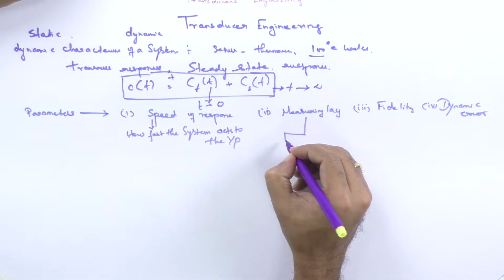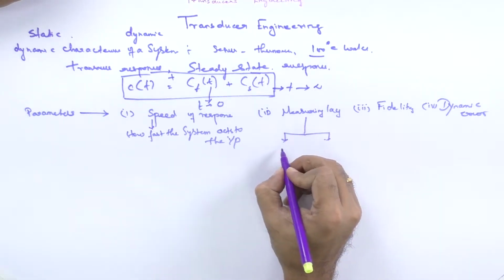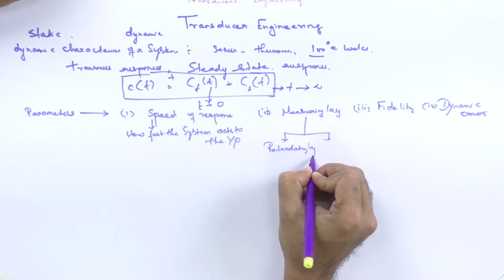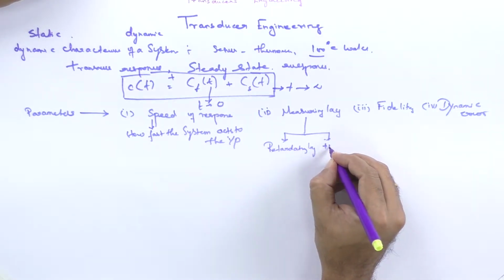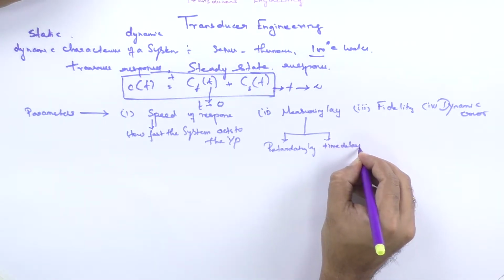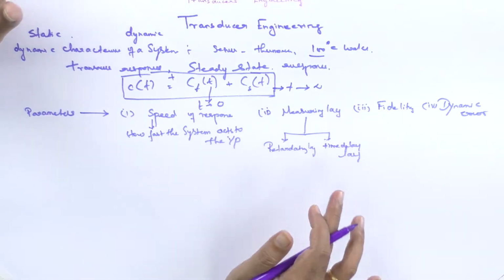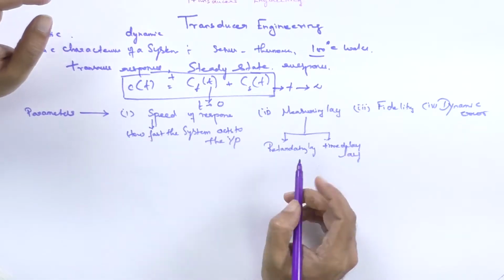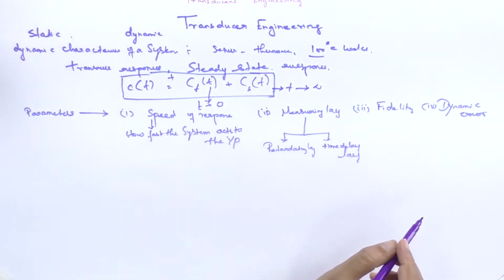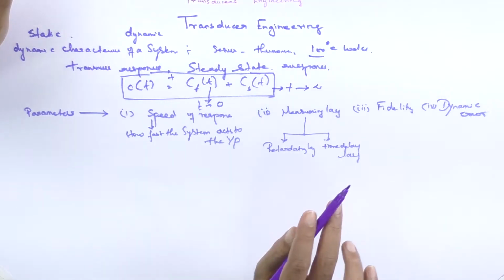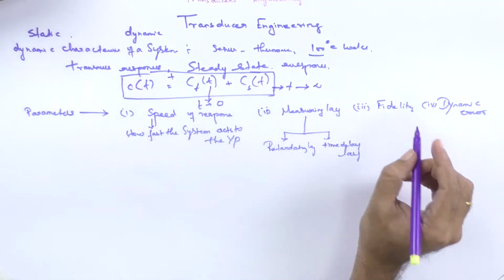Second one is measurement lag. Here we have two actions. One is the retardation lag, the other one is time delay lag. This lag is again very similar to the response, but some systems immediately respond or act to an input and some act with a delay. Okay, that which acts without any kind of delay is called a retardation lag, and which acts with a delay is called a time delay lag.